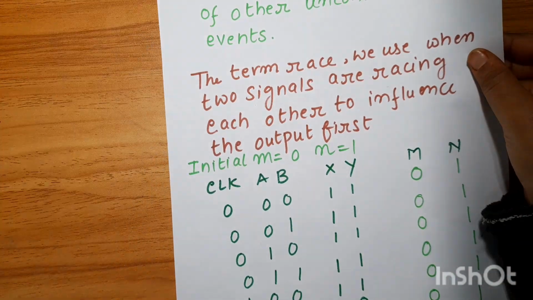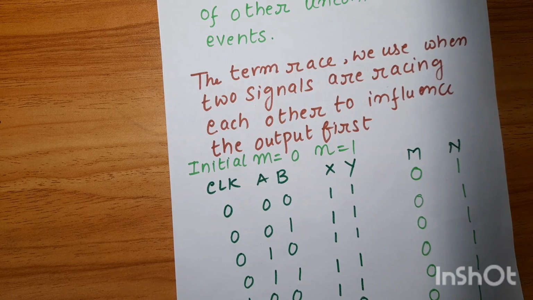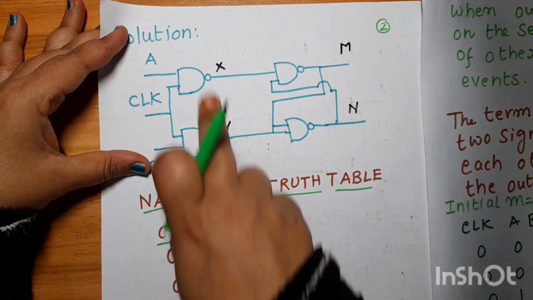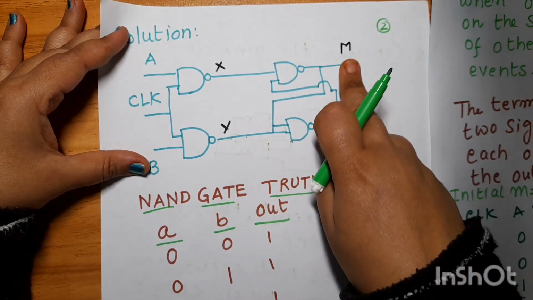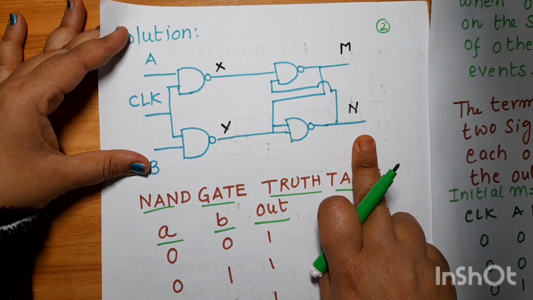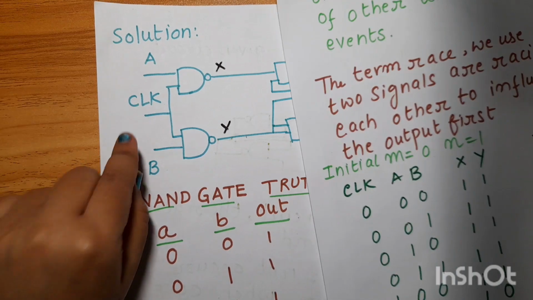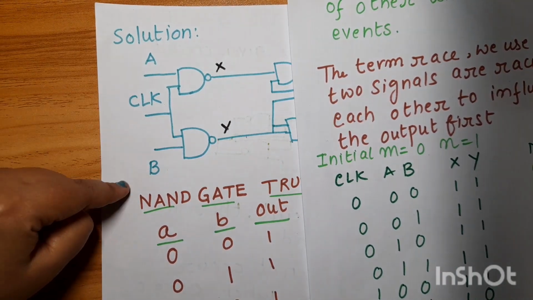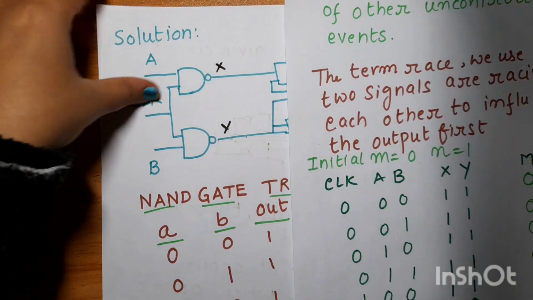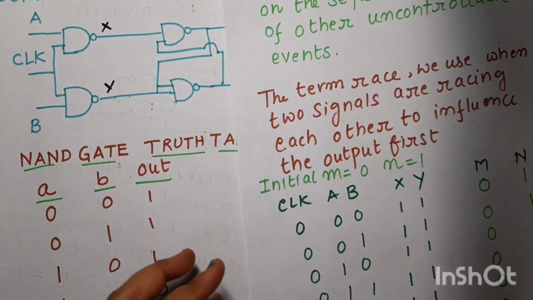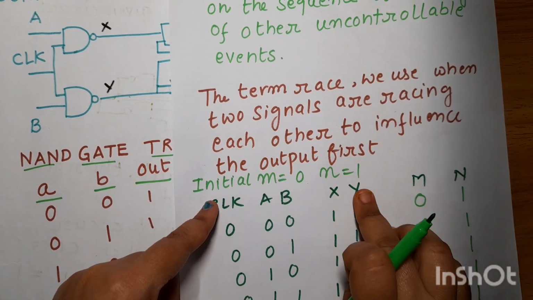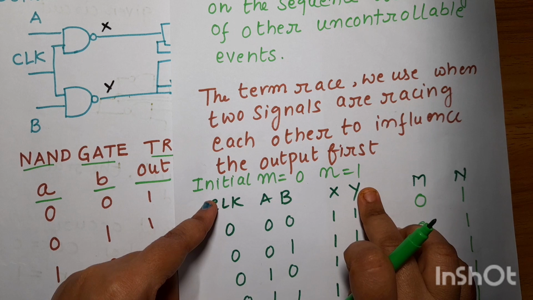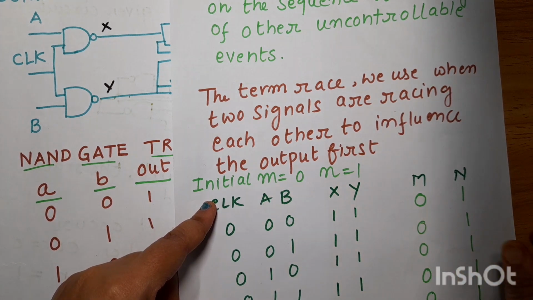So now in our example, we will see what happens. In our example, I have named it as X and Y, and here I have named it as M and N. You see, and here is the clock input. Here is A and B. I assume the initial value of M is 0 and N is 1. Both should be complements of each other. So M is 0, N is equal to 1 I have put.